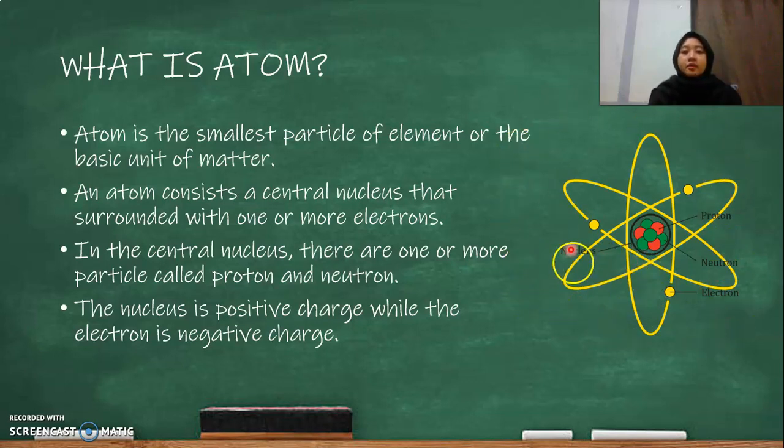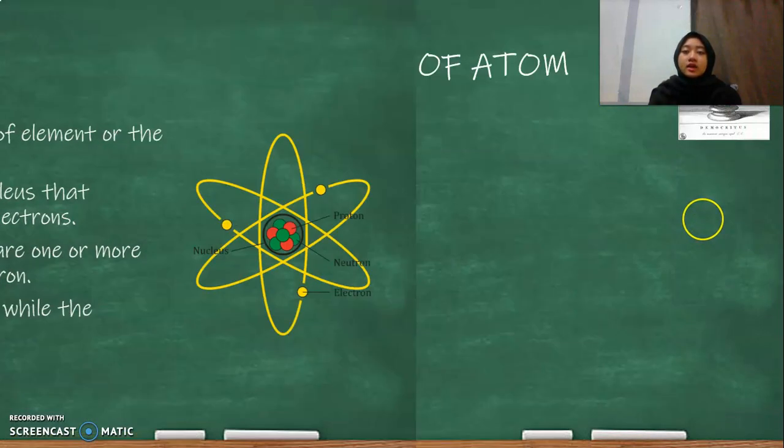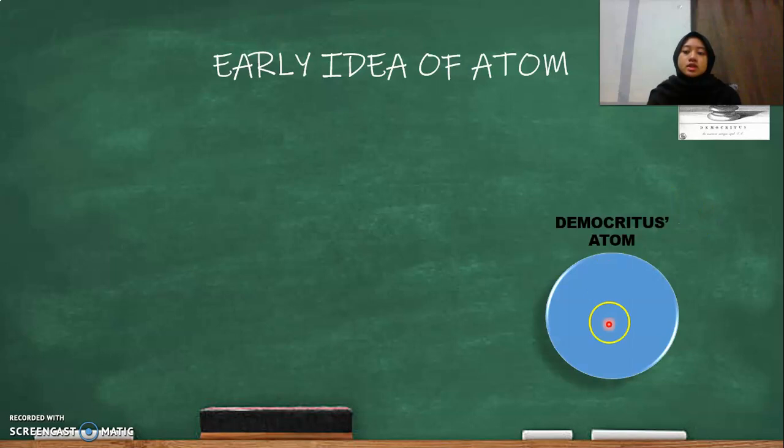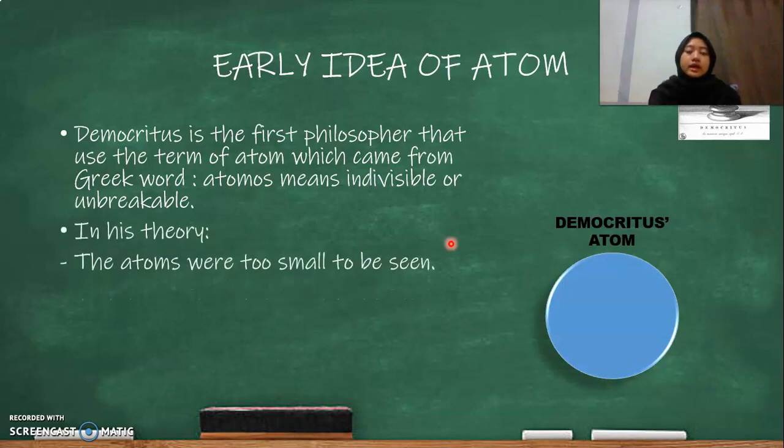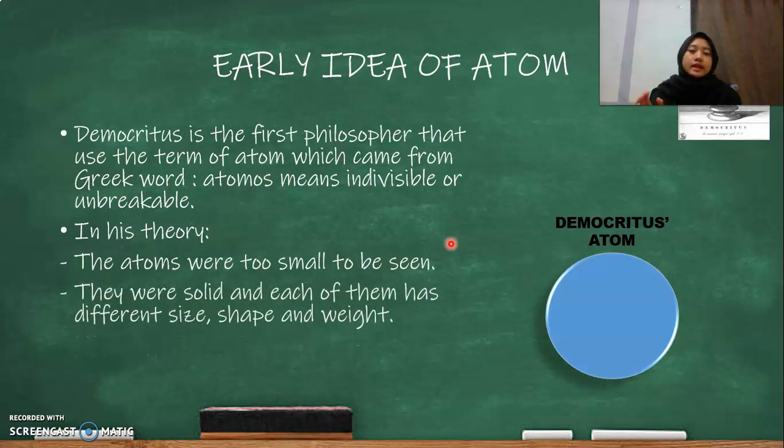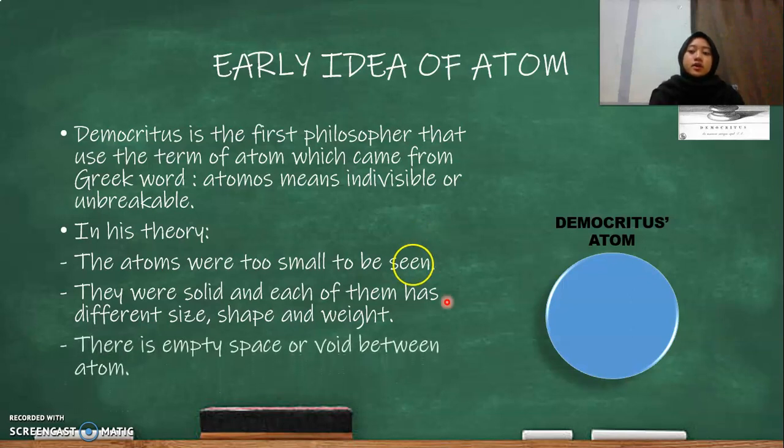So where does this diagram or model come from? Now let's check out the early idea of atom, which comes from the Democritus atom. This is the example of the atomic model or the diagram of Democritus atom. Democritus is the first philosopher that used the term atom, which came from the Greek word atomos, meaning indivisible or unbreakable. In his theory, the atoms were too small to be seen, the atoms were solid, and each of them has different size, shapes and weight. There is a void or empty space between the atoms.